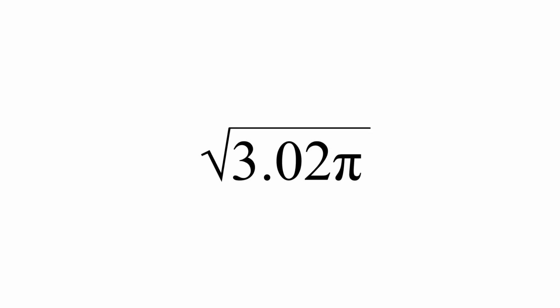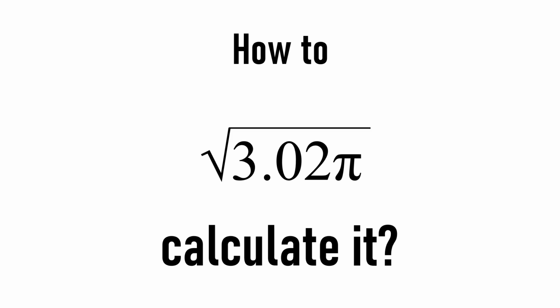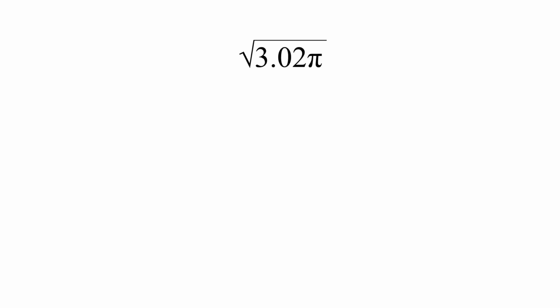Square root of 3.02 times pi. How to calculate it? So, we know what is the square root of 3 times 3.